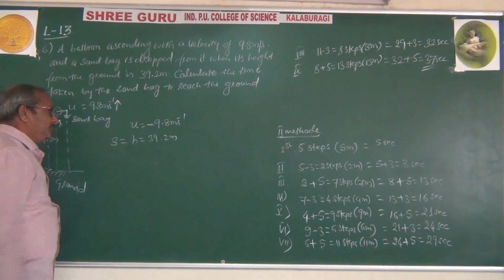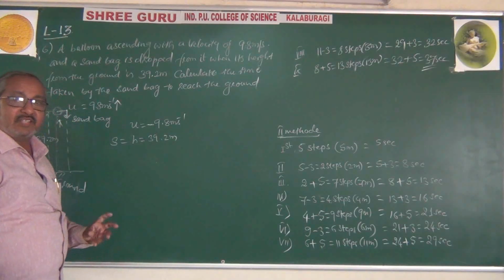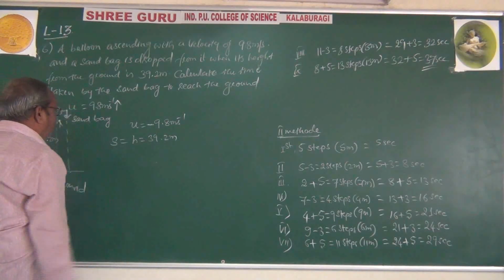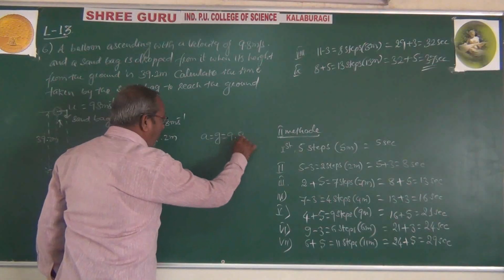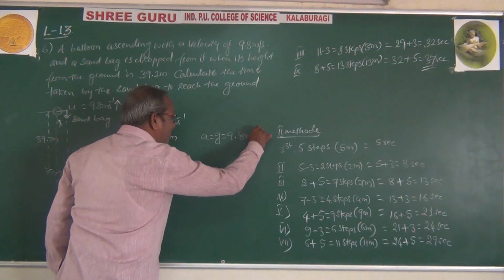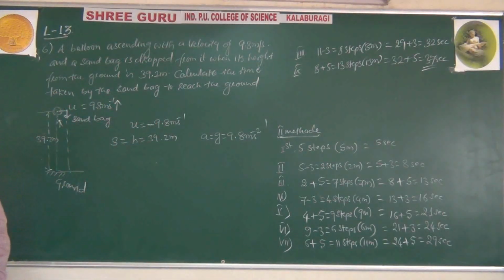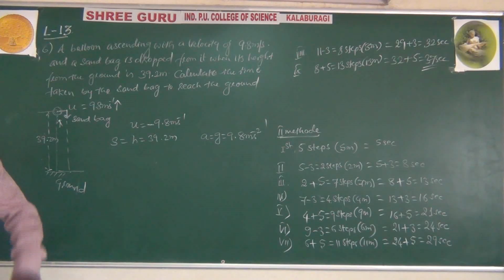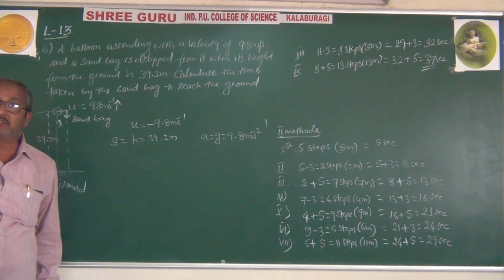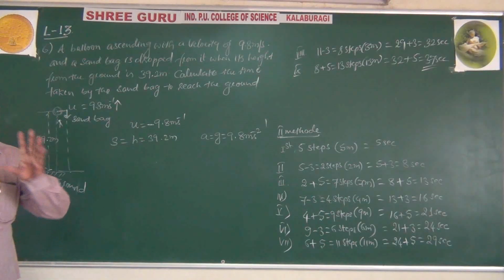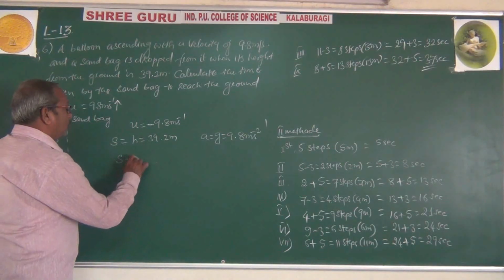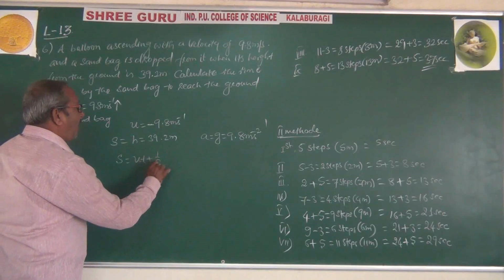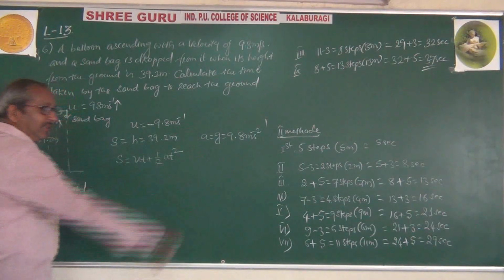Now look here, we have to find out the time taken. Whenever it falls down, the acceleration a equals g, which is 9.8 meters per second squared, because the sandbag is falling under the action of gravity. Now we have to find out the time. For that we have s equal to ut plus half a t square.